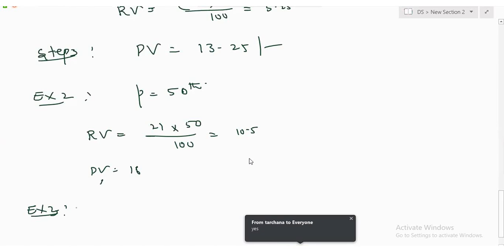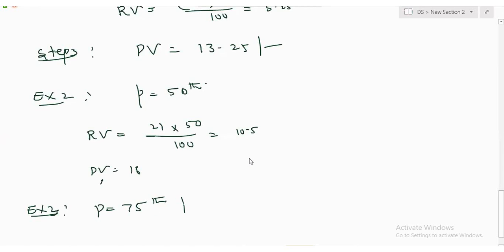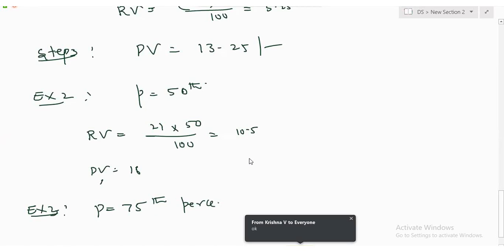Now, P equals 75. Krishna, do what I'm saying, that's all. We'll look at all those things afterwards.